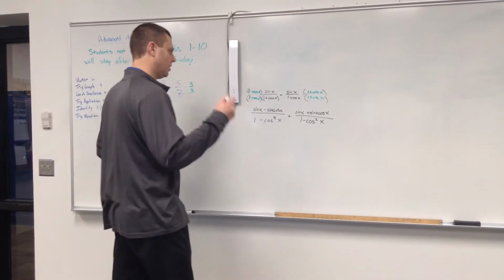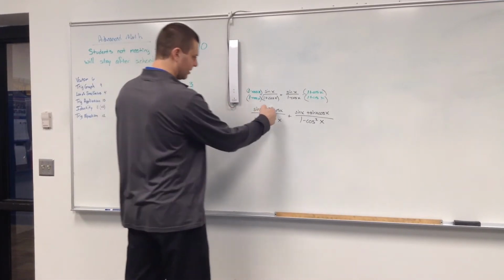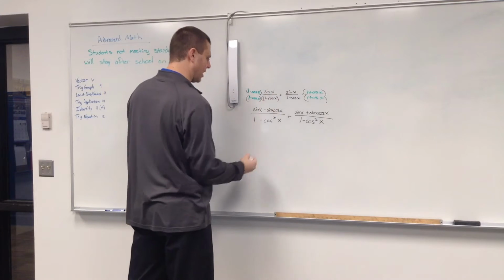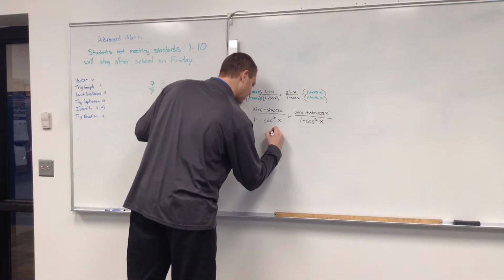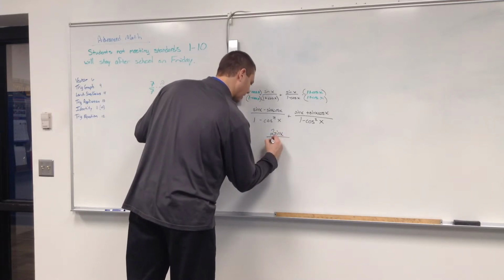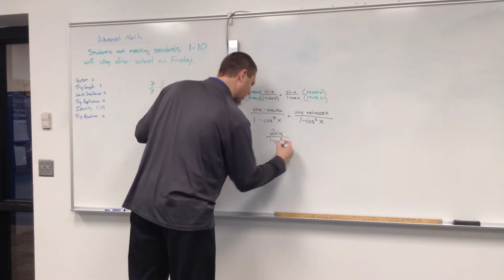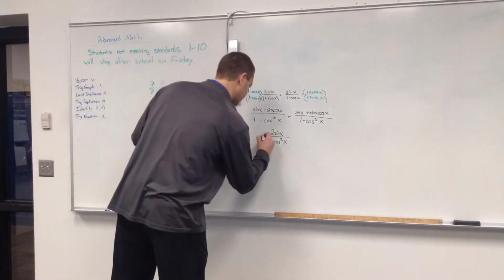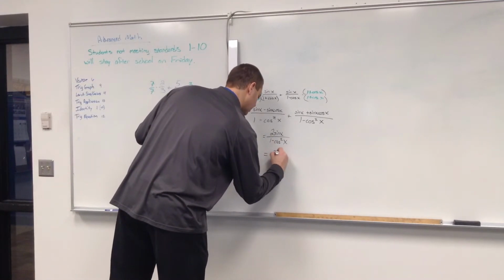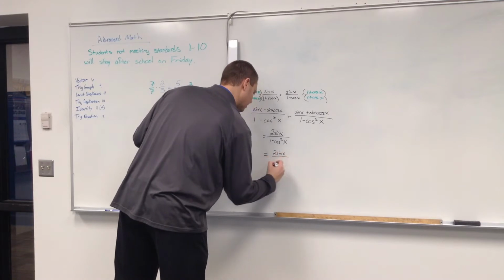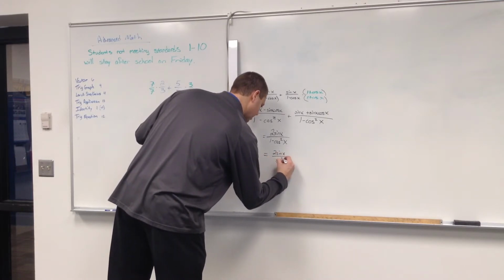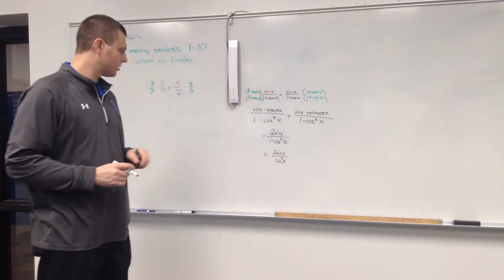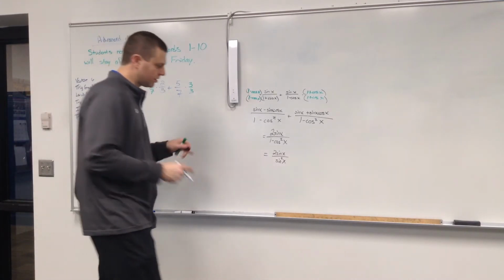So what's sine x minus sine x cosine x plus sine x plus sine x cosine x going to equal? Well, the sine x cosine x would cancel out, right? They cancel, so you got sine x plus sine x, which is 2 sine x. So I got 2 sine x over 1 minus cosine squared x. But what's 1 minus cosine squared x? Sine squared. 2 sine x over sine squared x.